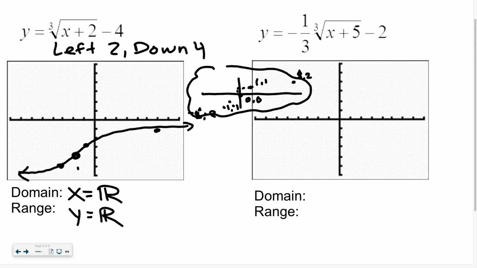If I had had a vertical stretch there, then instead of going just up 1 over 1, I would go up 3 if I was stretching by 3, and then over 1.